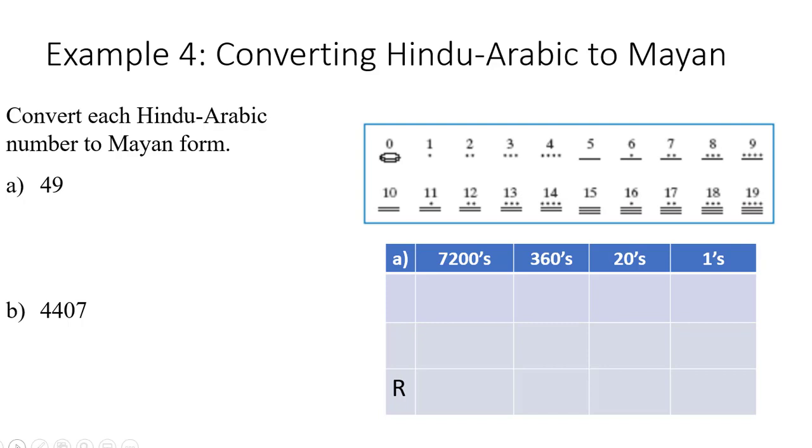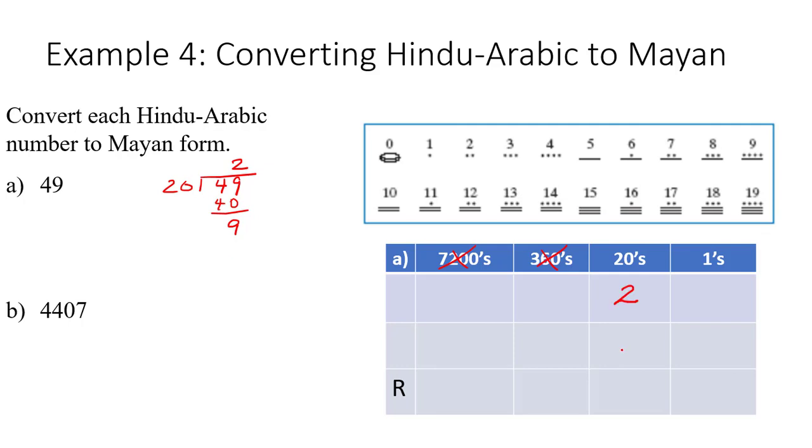For 49, you want to start with the largest place value that will go into 49. We can't use 360s or 7200s. 20 is the biggest that can go into 49. So 20 goes into 49 how many times? It goes in twice. Let's see how many are left over. So 2 times 20 is 40. Subtracting, we get a remainder of 9.